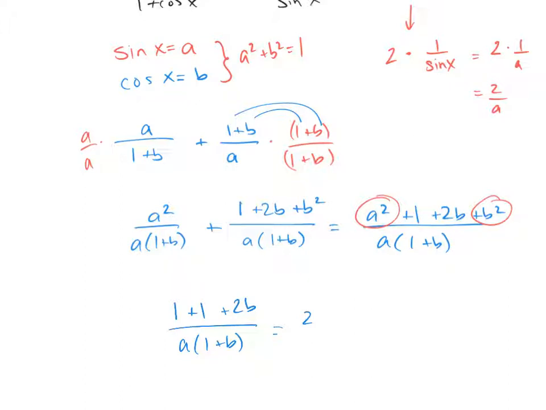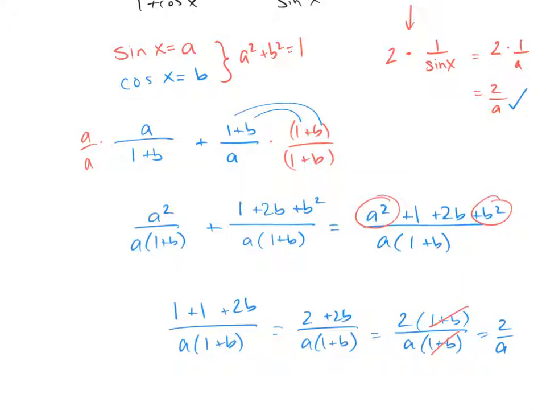So that equals 2 plus 2b over the same denominator. And again, I can factor out a 2. 1 plus b all over a times 1 plus b. Those cancel, and I am left with 2 over a, which does match this. However, I can't stop here.